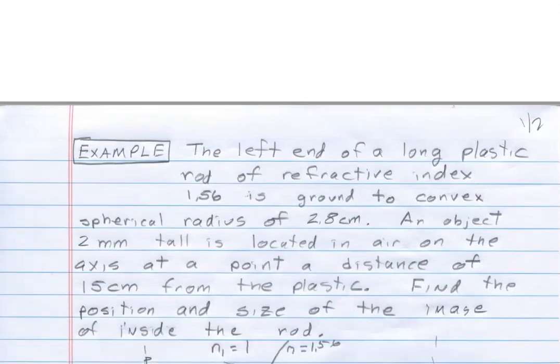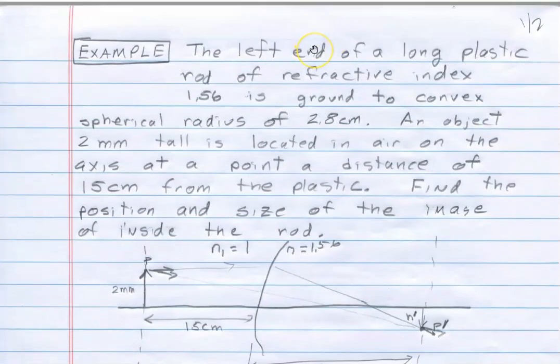It's best to illustrate these concepts of what these matrix elements mean and how they can be used with a few examples. And so let's take a look at that. With this first example, here I have the left end of a long plastic rod, refractive index 1.56, that has a convex spherical surface of radius 2.8 centimeters. An object 2 millimeters tall is placed in air on the axis at a distance of 15 centimeters from the plastic, and you need to find the position and size of the image inside the rod.